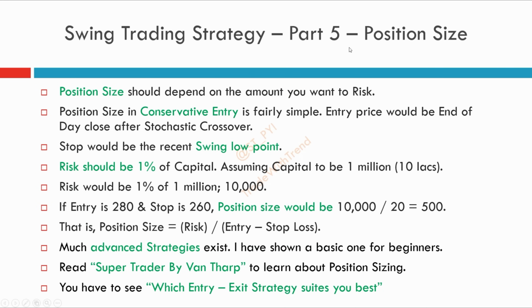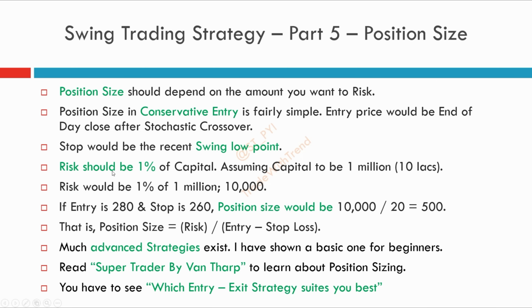So now I come to the position size aspect. Position size should actually depend on the amount you want to risk. When you're doing conservative entry, the calculations are fairly simple because your stop loss would be the recent swing low point, that I showed you a couple of charts back. The risk should be just 1% of your capital.